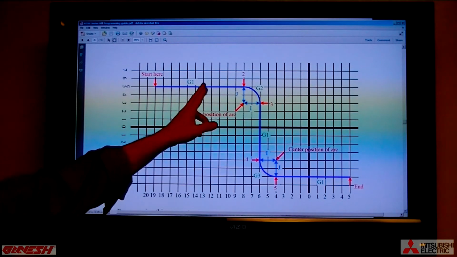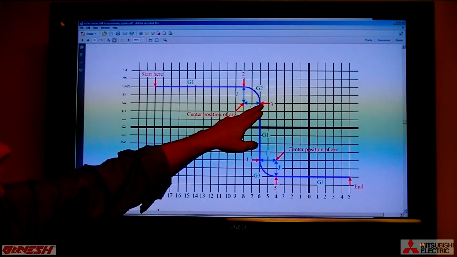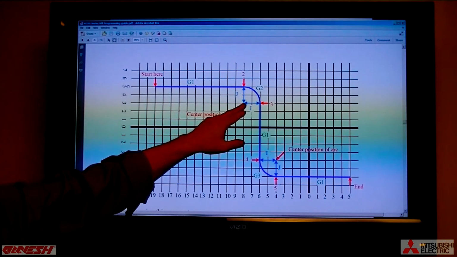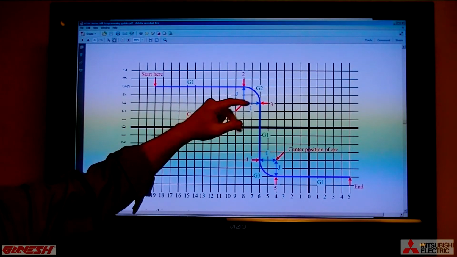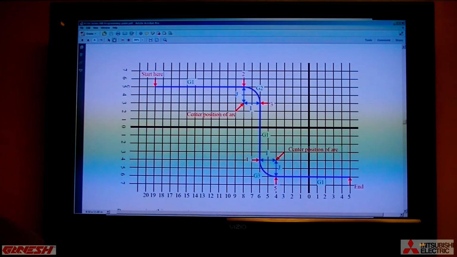So, we need to know the direction, we need to know where we're going to end up, and we need to know where the center is in relation to the start point of the arc. Now let me show you how we figure that.